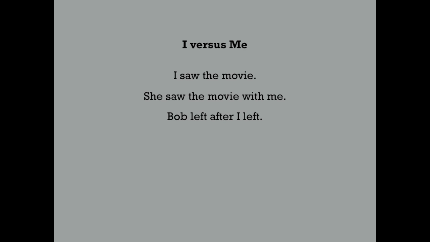Bob left after I left. Well, in this case, I am doing something. I am leaving. So again, we use I, not me. Bob left with me. In this sentence, we could not insert the verb. It wouldn't make sense if we said Bob left with me left. So, since it is the answer, it's me and not I.